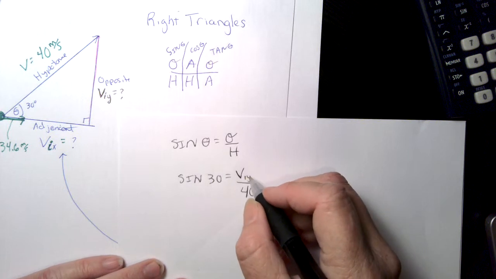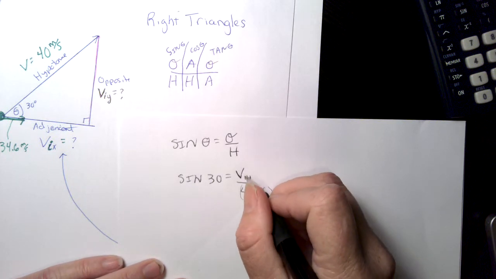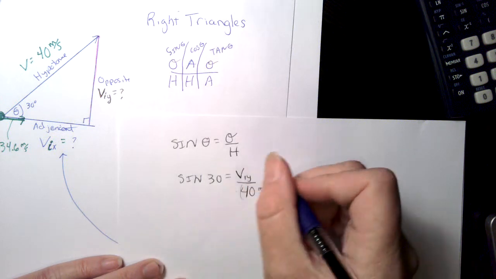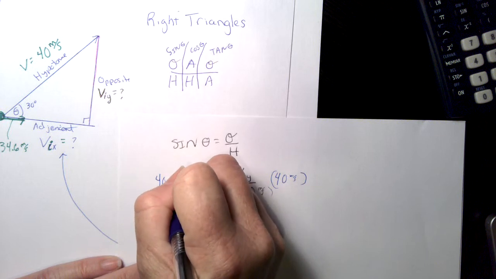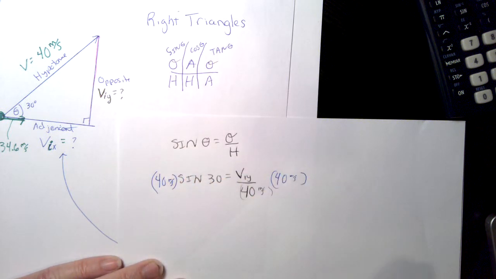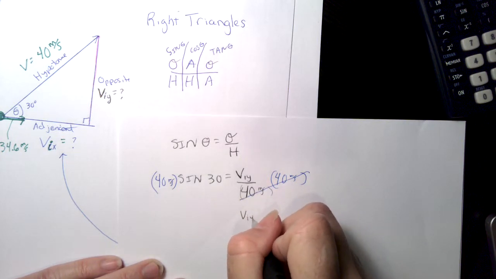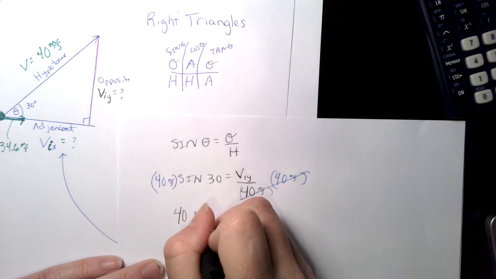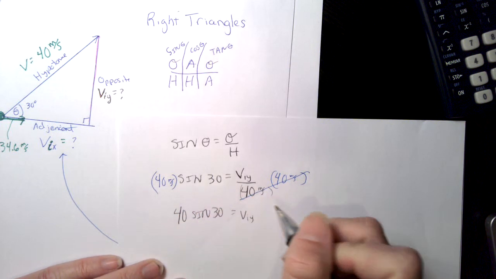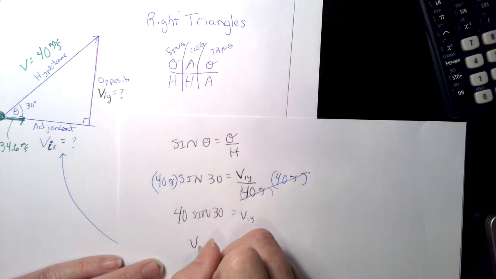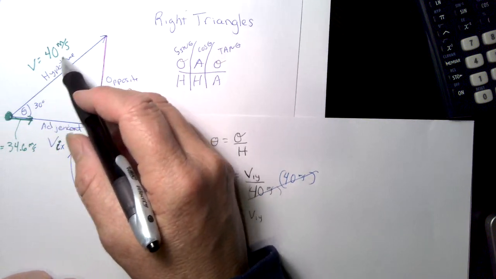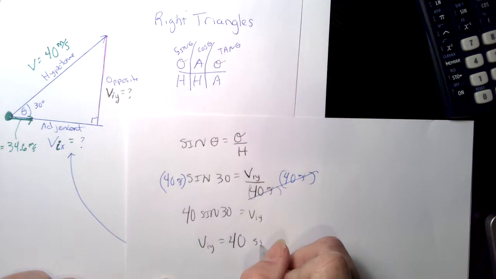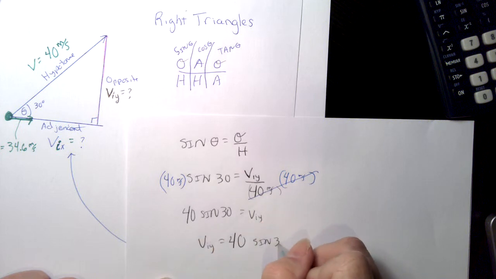So now I got to solve for v initial y. The 40 is dividing, so I got to multiply that by both sides. I multiply 40 meters per second both sides, because what you do to one side, you got to do to the other side. 40s cancel out. Then I'm left with v initial y equals 40 sine 30. I rewrite it the other direction. V initial y equals the full component of 40, the full component of that velocity going partial. Well, how much partial? Sine 30 partial of it.